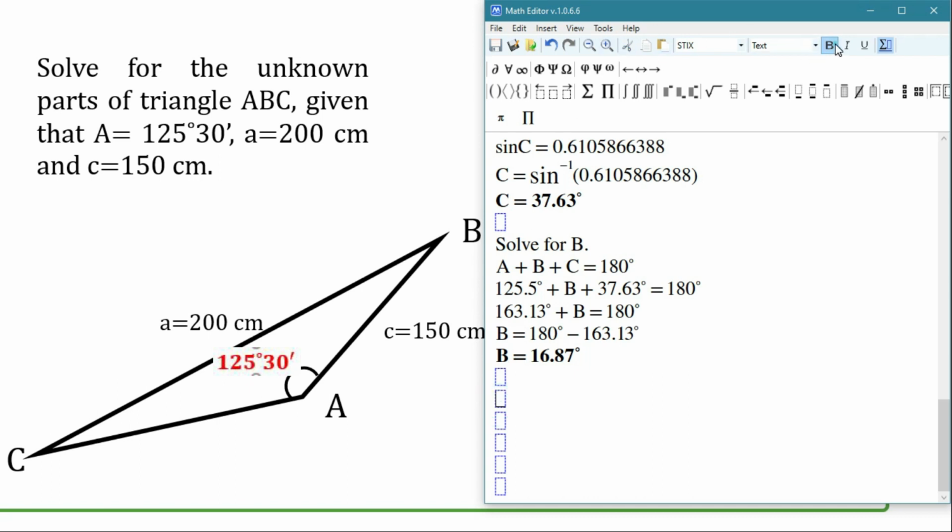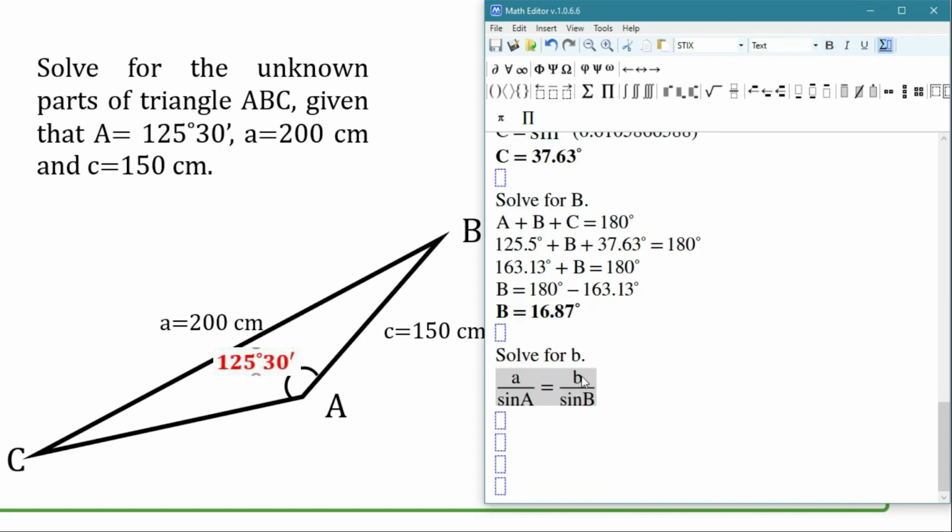So again, we are solving for B, or side B. This will be the formula that we're going to use. And then, tulad ng sinabi ko kanina, from the very beginning, pwede nyo nang i-manipulate yung ating formula. And that is B equals, para makuha si B, we need to multiply both sides by sine of B. That is equivalent to A sine of B over sine of A. And then, substituting the values to our formula.